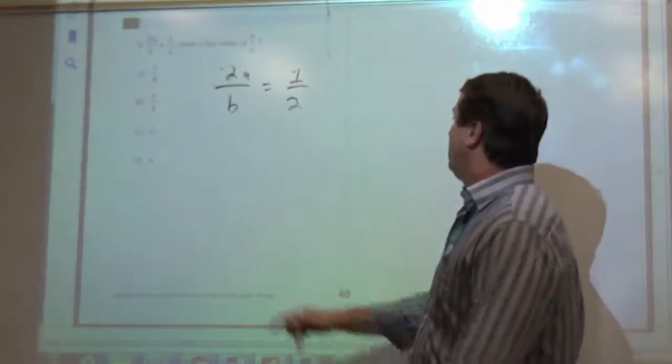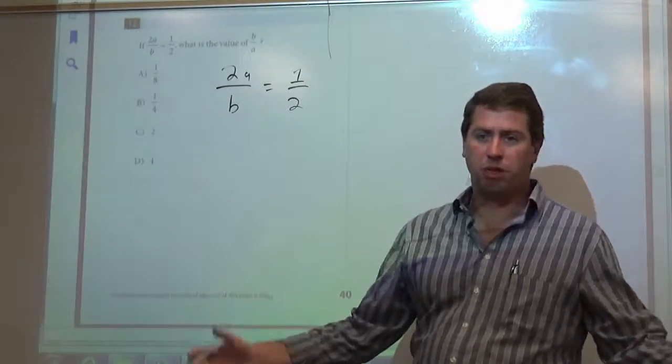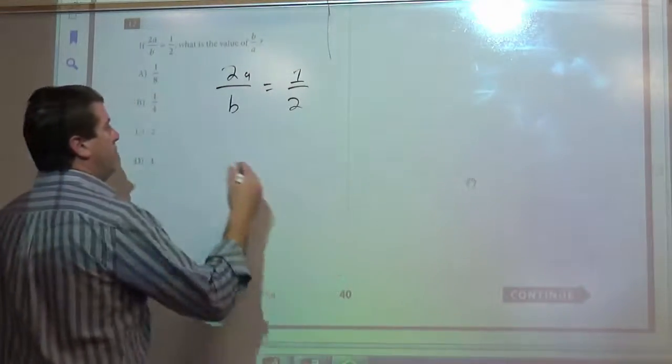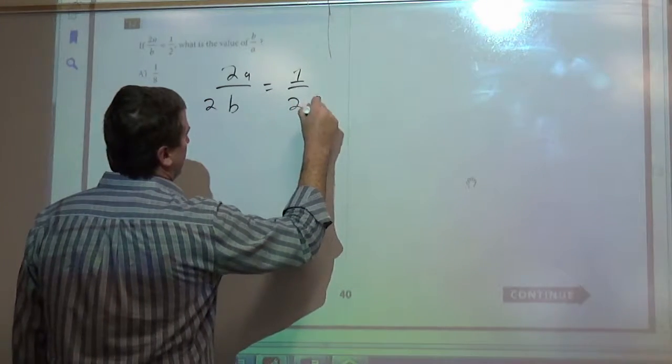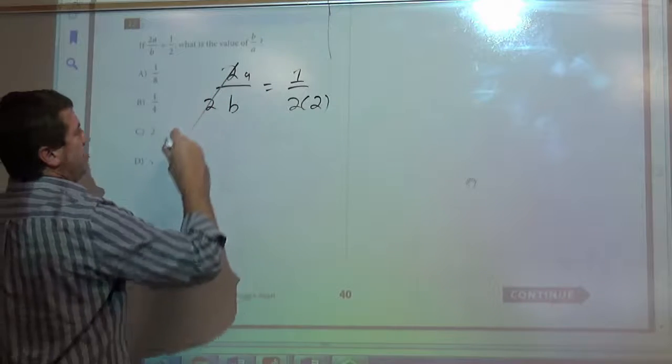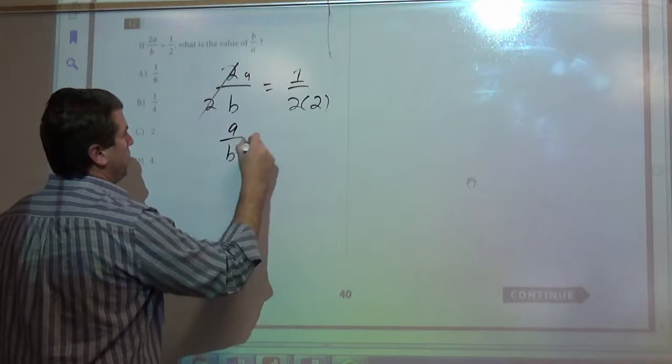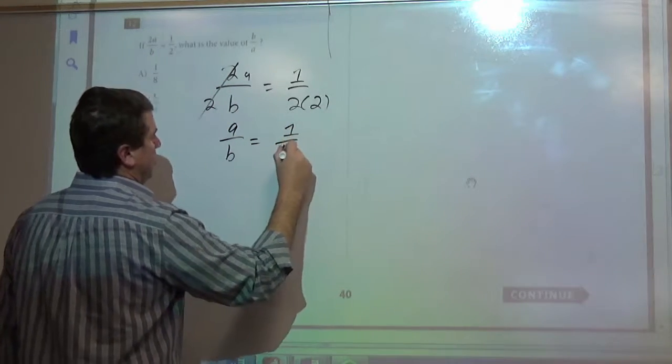First thing you might notice is that we have a 2 here. So let's get rid of my 2. I can divide both sides by 2. So these cancel, and now I just have a over b equals 1 over 4.